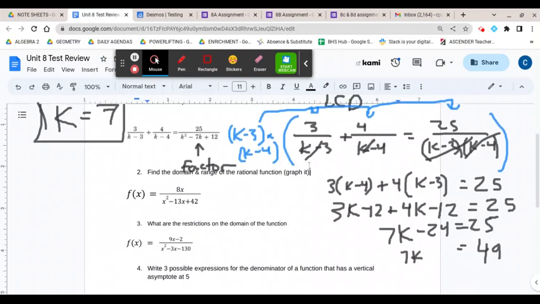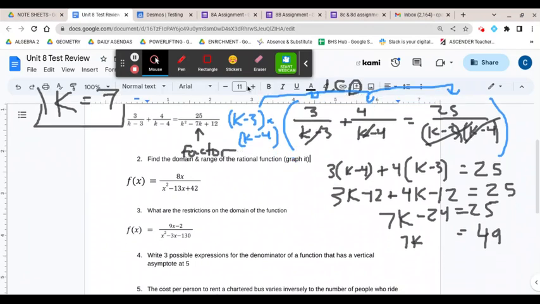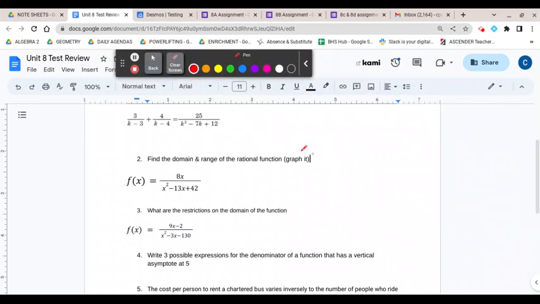All right, moving along here. Find the domain and range of this rational function, and graphing it is the best way to do that. If we wanted to factor the denominator again, we have 8x here, and then x squared minus 13x plus 42, which is x minus 7 times x minus 6.